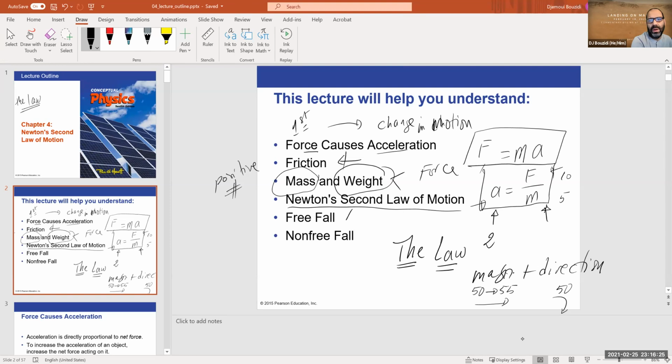We're going to talk about free fall. Free fall is basically when objects fall with the acceleration g on Earth. That is basically a free fall. When an object doesn't fall with the acceleration g on the Earth, for example, there is an air resistance that slows it down, then in this case, it's a non-free fall. But this is basically what this chapter is all about. If you're good with this one, we're done.